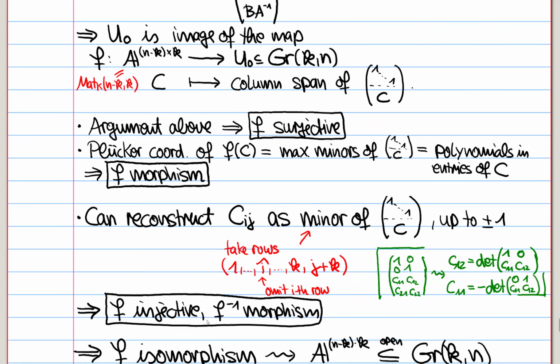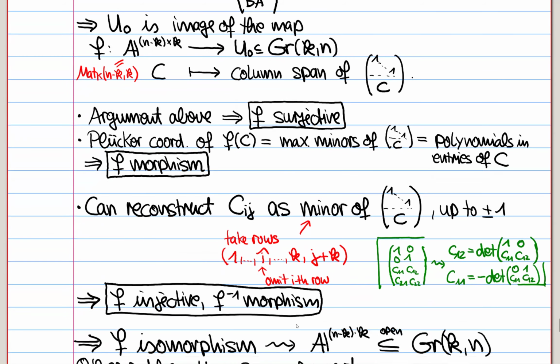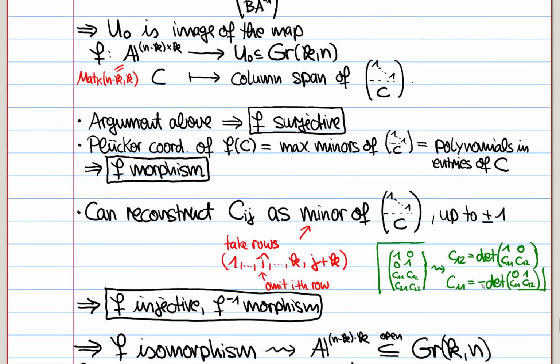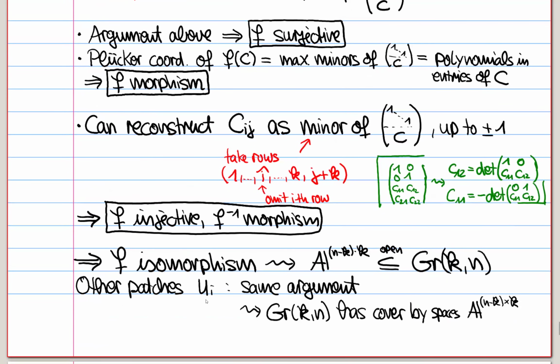And this shows that not only is F injective and we can write down F inverse as a set map, but actually we can write down F inverse as a morphism. And so this completes the proof that F is an isomorphism. So this sends this affine space, this matrix space, as an open subset of this Grassmannian. We did the argument for the patch U1 or U0, but in fact the other patches work similarly, and they cover all of the Grassmannian. So this Grassmannian has a cover by these affine spaces.